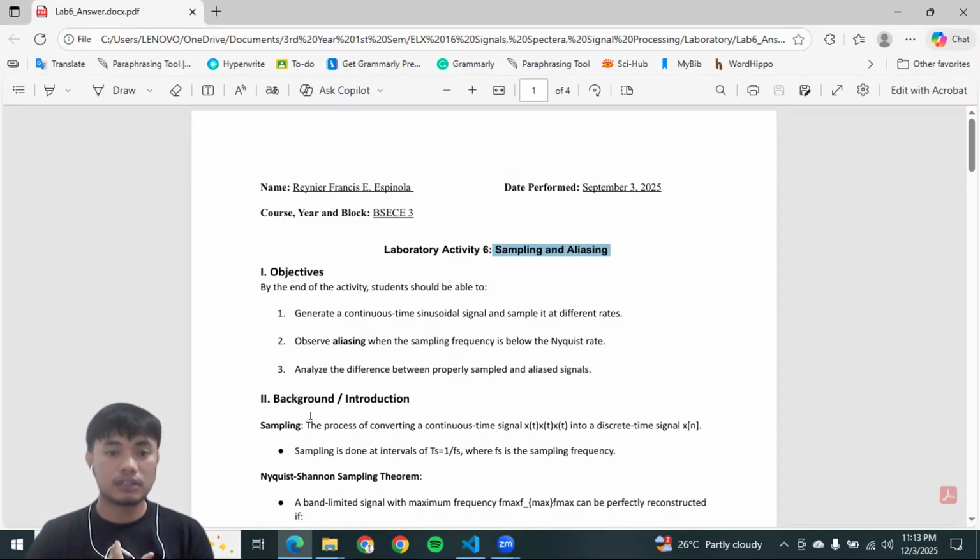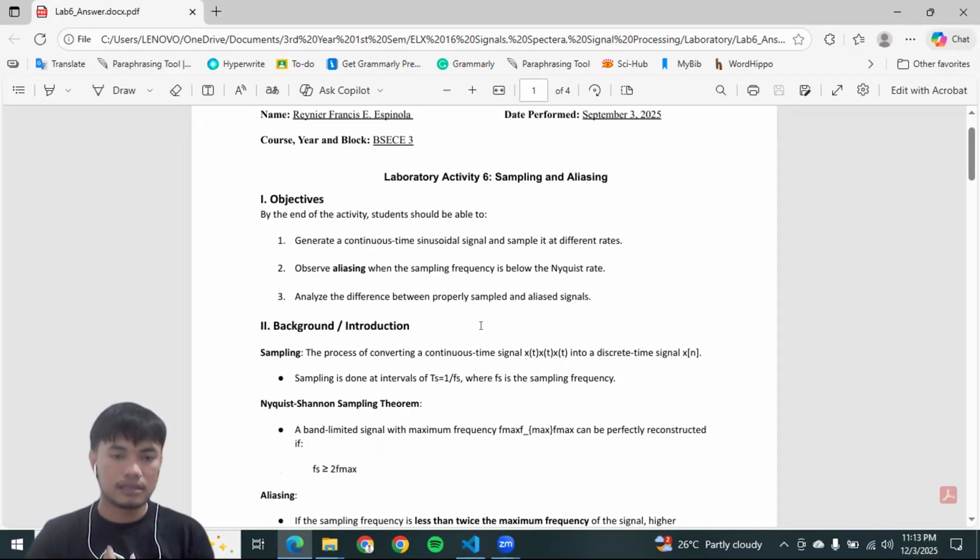By the end of this activity, the student should be able to generate a continuous time sinusoidal signal and sample it at different rates. Then observe aliasing when the sampling frequency is below the Nyquist rate. Lastly, analyze the difference between the properly sampled and aliased signal.